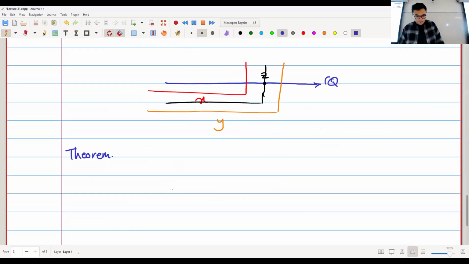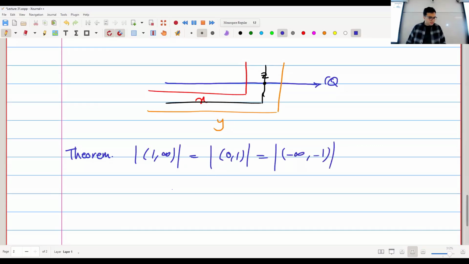So actually, this is my next theorem. I say the segment from 1 to infinity, which means basically all the real numbers that are bigger than 1, has the same size as 0 to 1. And this also, of course, has the same size as minus infinity to minus 1. Okay. Now, I'm just going to do one of these. So let's say I have a function f from 0, 1, so this segment, to the segment containing all numbers bigger than 1.